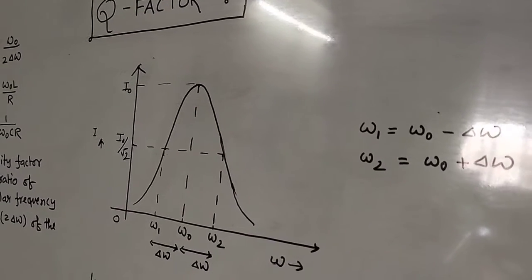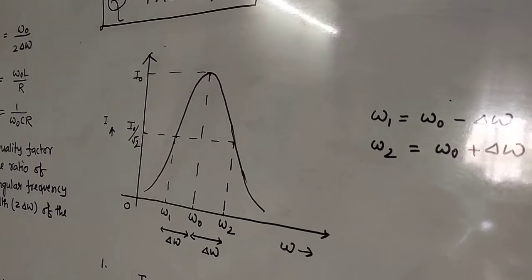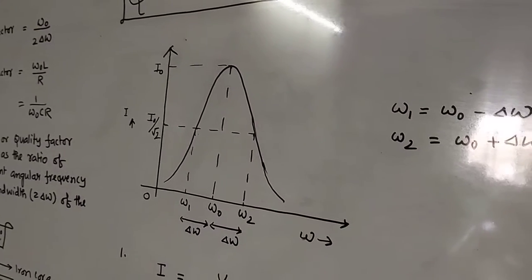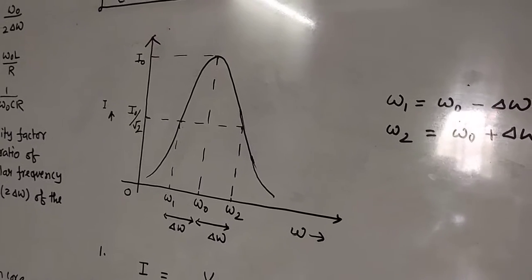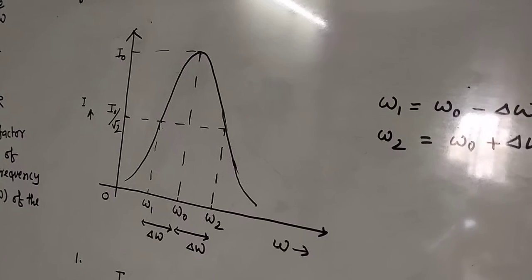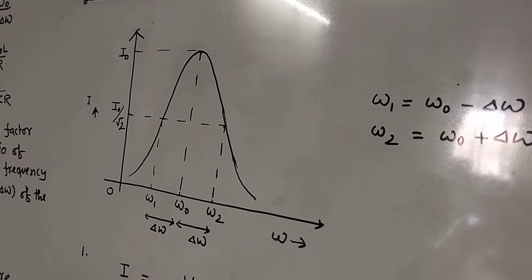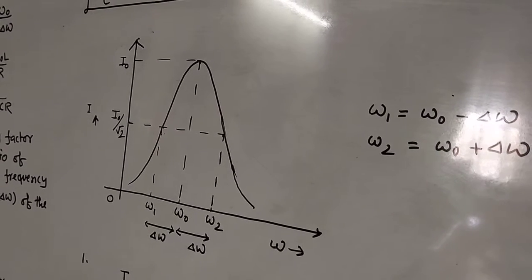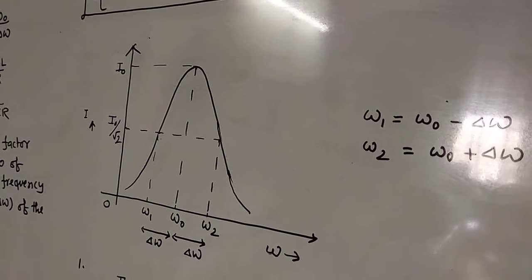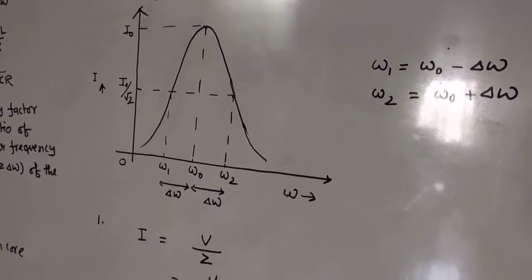Now you see, omega 1 and omega 2 are frequencies other than the resonance frequency, and at resonance the current is I naught, and at frequencies other than the resonance frequency, that is corresponding to omega 1 and omega 2, the current is I naught by root 2. So from here you can say that at frequencies omega 1 and omega 2 the impedance is high compared to the impedance at resonance. Now that parameter we are going to use here.